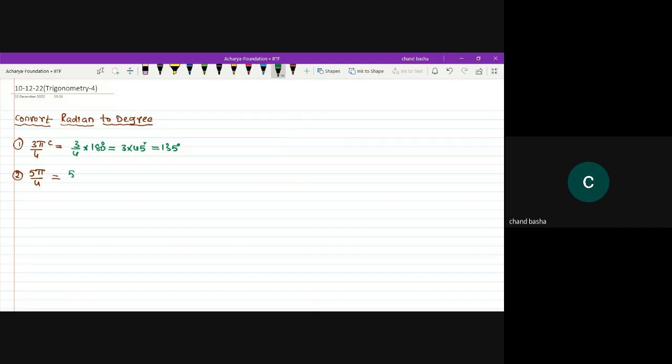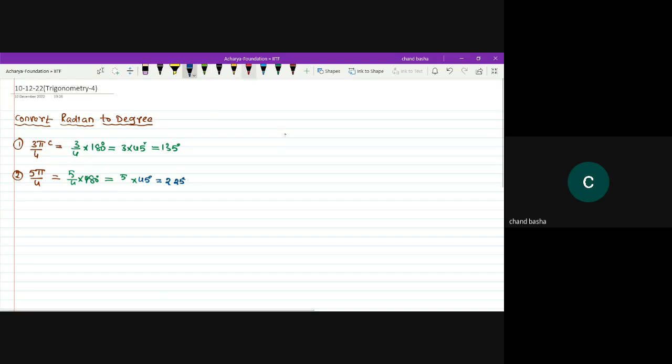5 by 4 into pi value is, as you know, 180 degrees. 5 by 4 into 180, that 4 will be cancelled out. How many times is that? 45. Right. Is equal to how much? 225 degrees. Yes. Right.